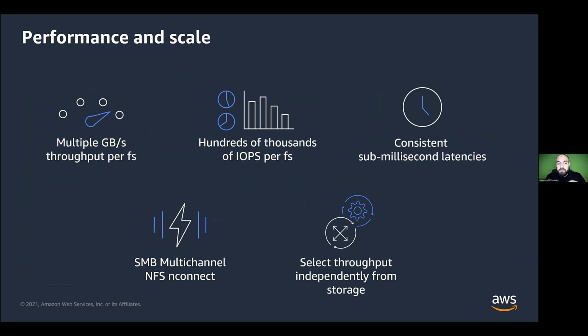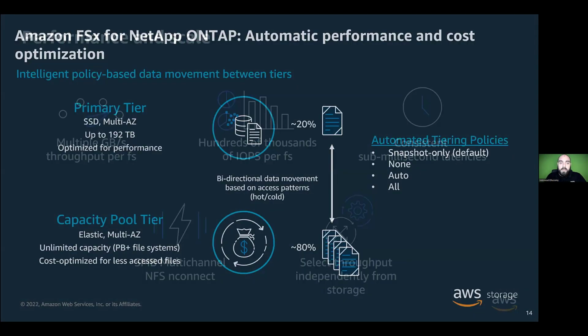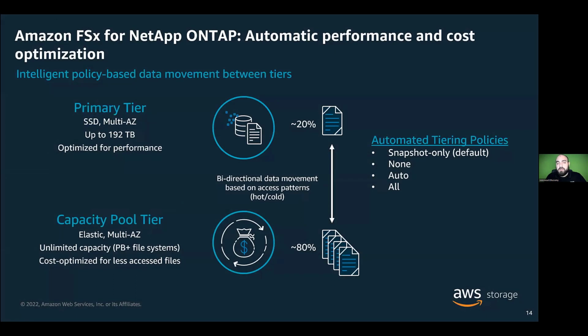Now, we talked about the performance and the scale with hundreds of thousands of IOPS available per file system, multiple gigabytes per second throughput per file system, and sub-millisecond latency. So as you can see, any application would be able to utilize this. Now, one of the amazing features that I mentioned earlier is the auto tiering capability, that if you enable it, allows you to save a huge amount of cost on AWS that you couldn't have done before. Let me tell you how.